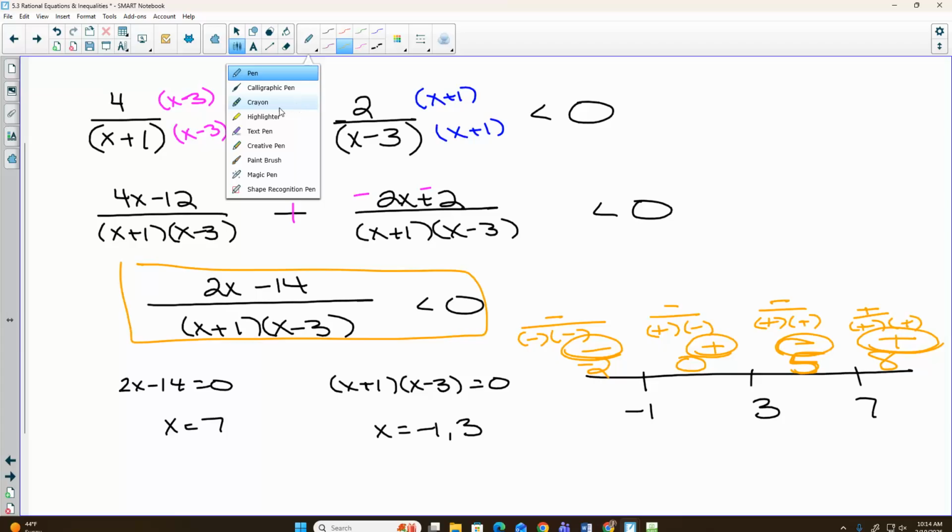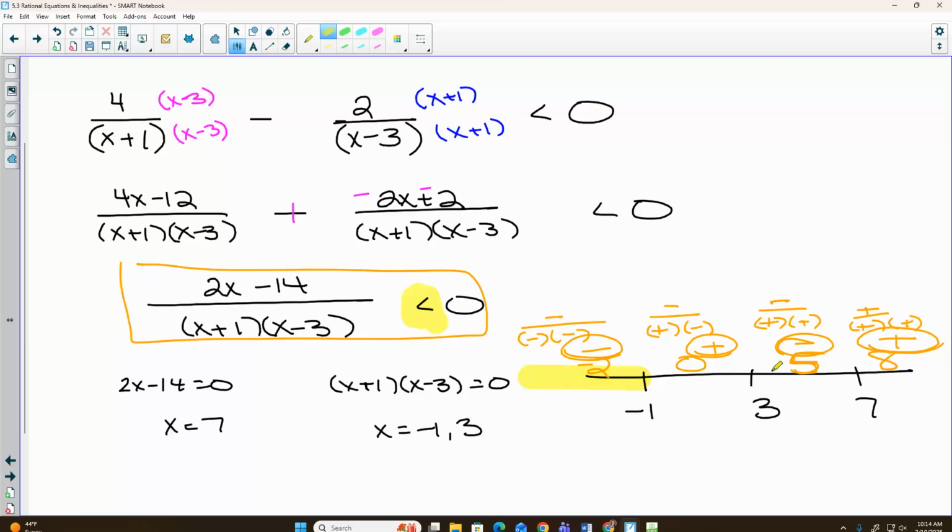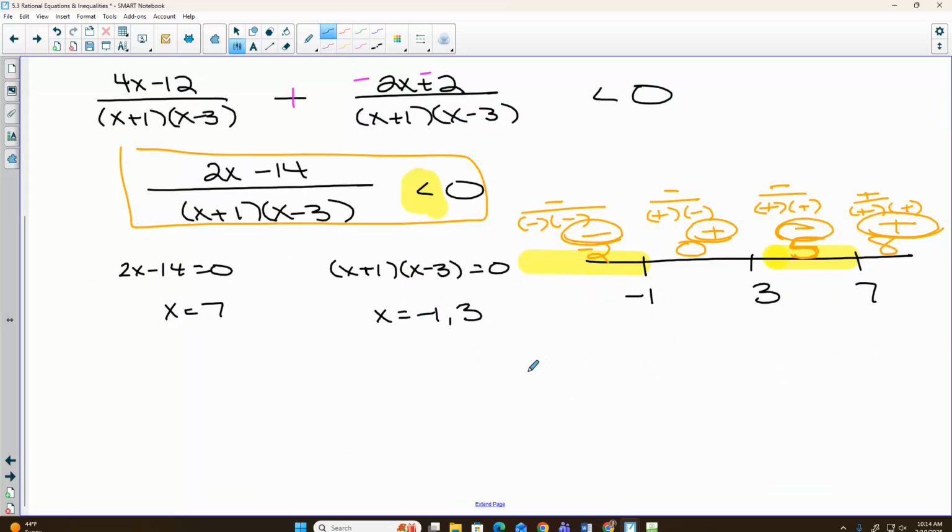We wanted less than 0. Less than means the negatives. So this section and this section. No equal to, so everything is parentheses. So that would be negative infinity to negative 1, union 3 to 7.